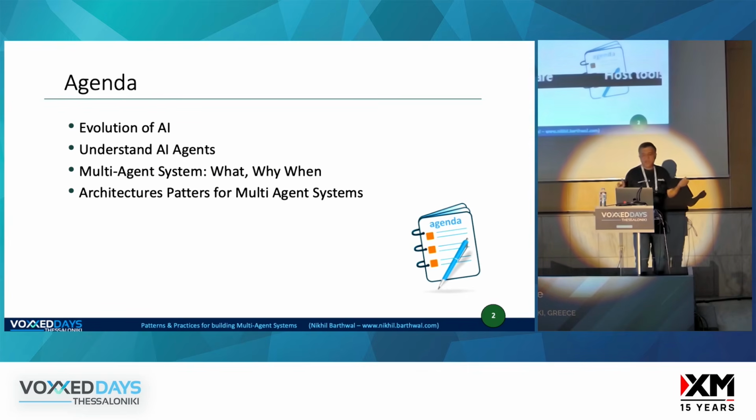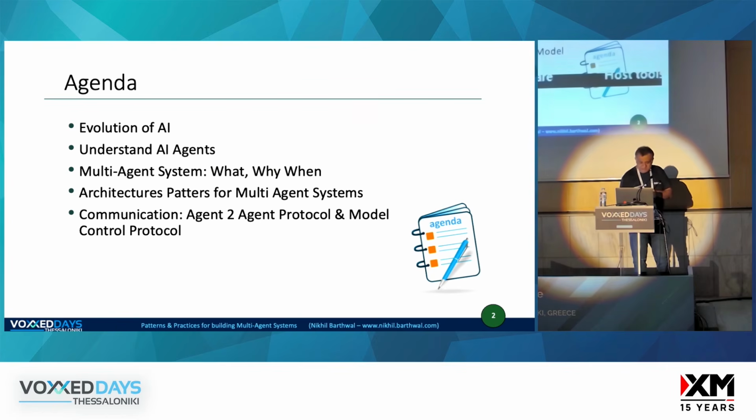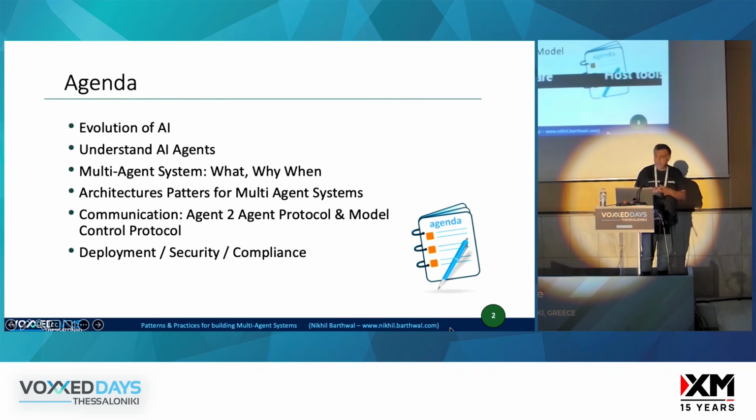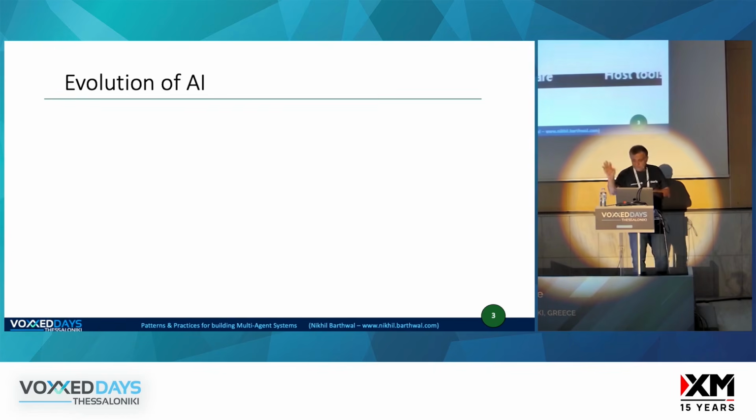We talk about architecture patterns. We'll talk about a couple of common patterns. Of course, there are tons and tons of architecture patterns. I saw some typos here, apologies. We talk about communication between agents, communication between various tools. Finally, depending on how we do on time, we'll touch upon certain aspects of deployment, security, compliance, etc. Okay, so let's start with the evolution of AI.